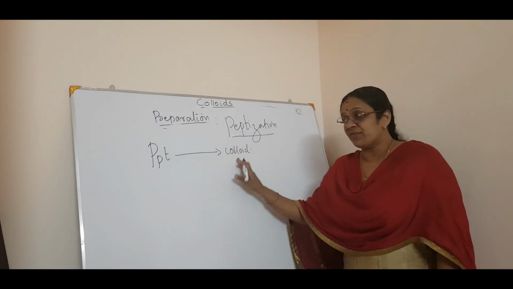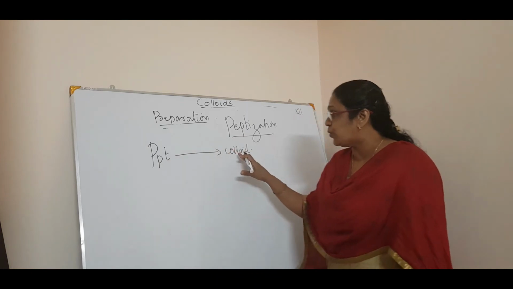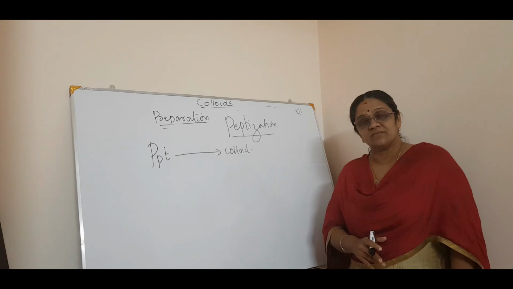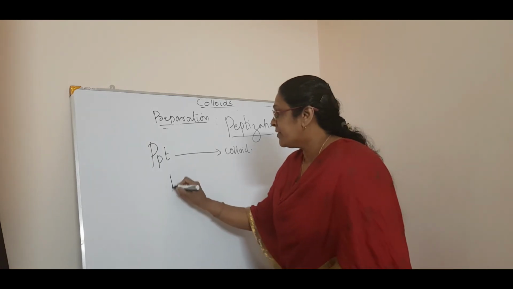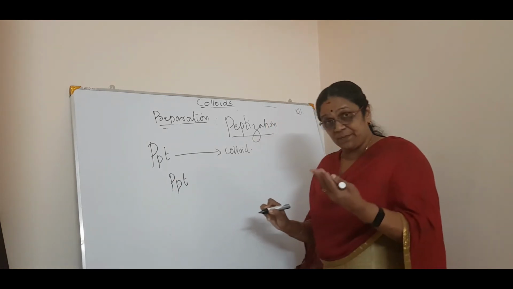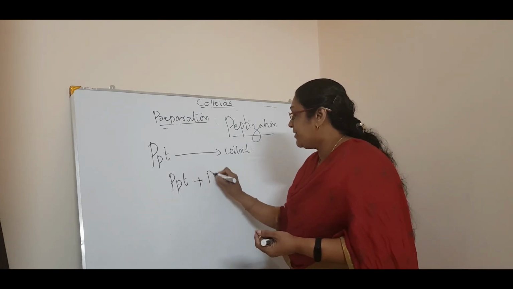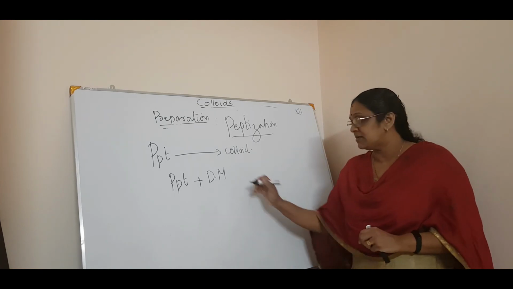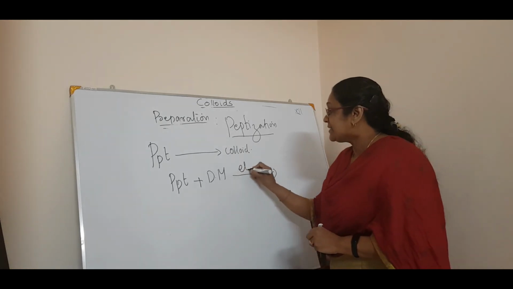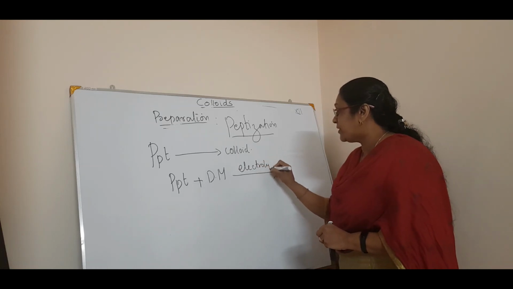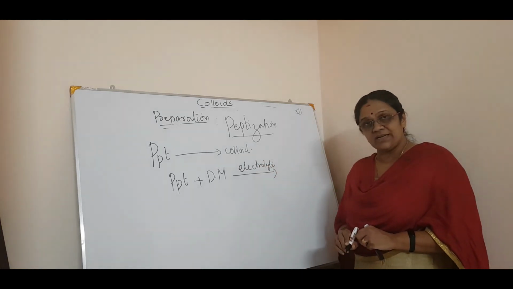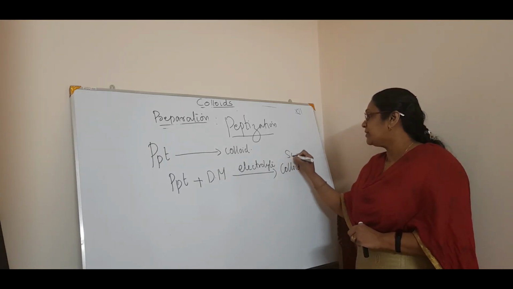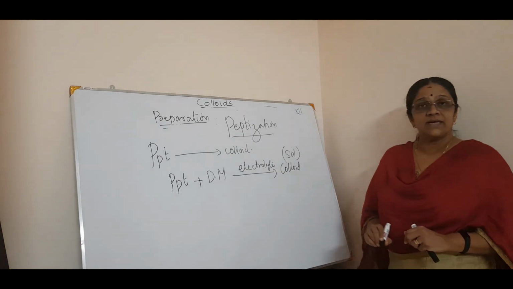This process of conversion of a precipitate into a colloid is called peptization. Got it? You have a precipitate, then you treat it with a suitable dispersion medium, water or any solvent, and you add some electrolyte. That is the main point. You add some electrolyte, then you will get a colloid or a sol also.